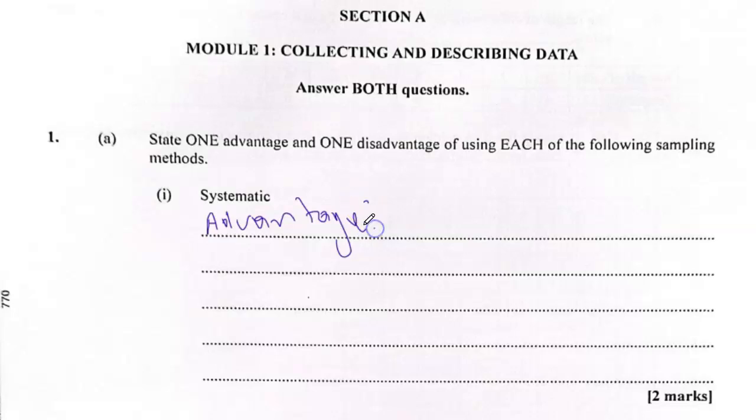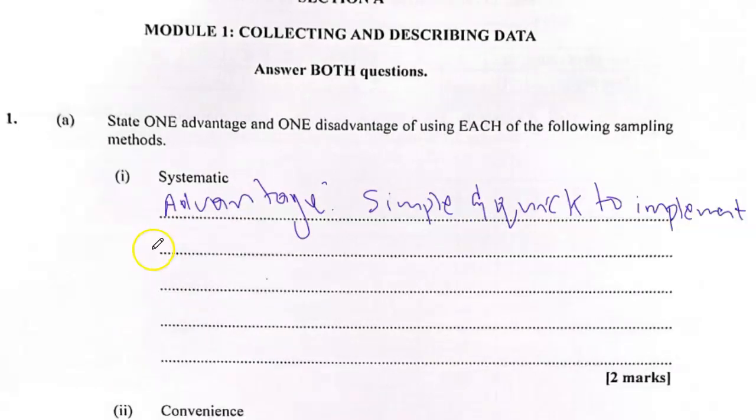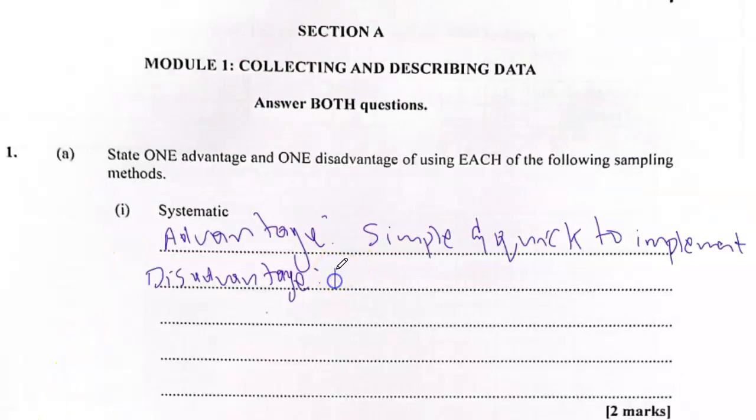So one advantage of systematic sampling is that it's simple and quick to implement. And one disadvantage is data can be manipulated.